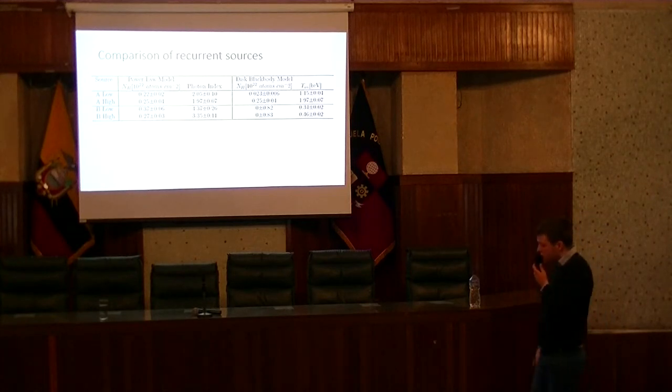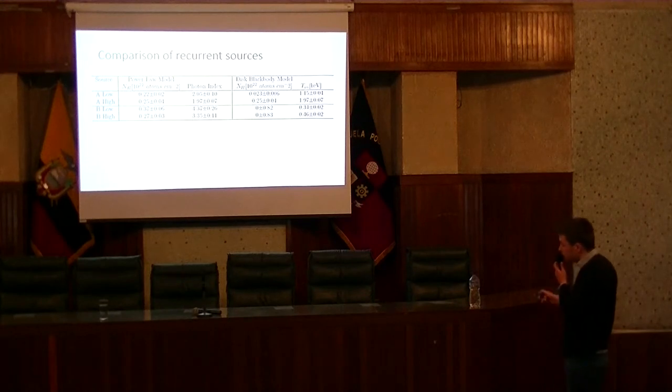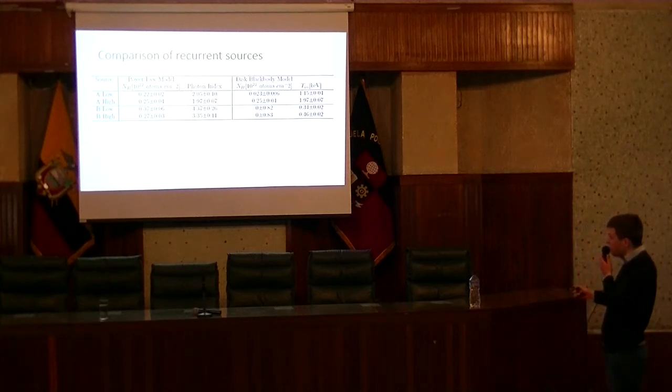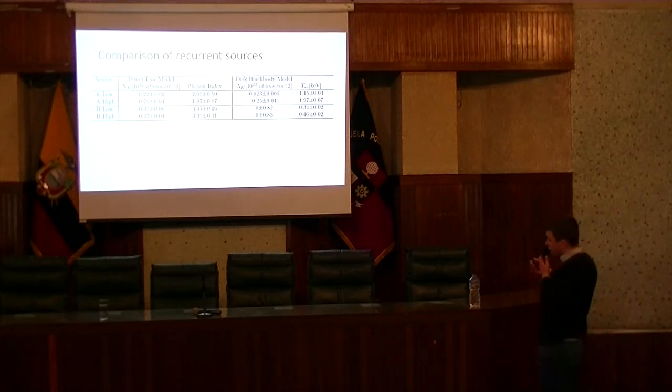So we compared these two recurrent sources between the low and the high luminosity band. So this is source A in the low band and the high band. There is no change for the power law model of the column density. The photon index also, there is no change within the standard error. Interestingly, for the disk black body model for this source, the column density, within standard error, there is a big change between the low and the high luminosity band.